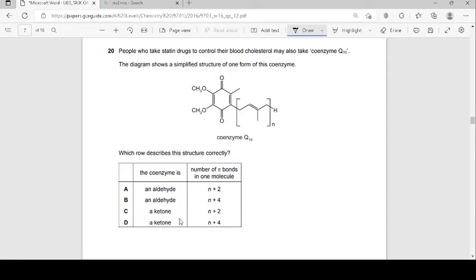The coenzyme is an aldehyde or a ketone. Well, I do not see any aldehyde groups. I do, however, see 2 ketone groups, so I will go with ketone. And the number of pi bonds in one molecule, let me see, I've got 1, 2 pi bonds, then 3, 4, 5. So I've got 5 pi bonds, and since I have n, that means n plus 4, right? Because 1 is already included, like n, and then n plus 1, n plus 2, n plus 3, n plus 4. So my answer is D. Done.